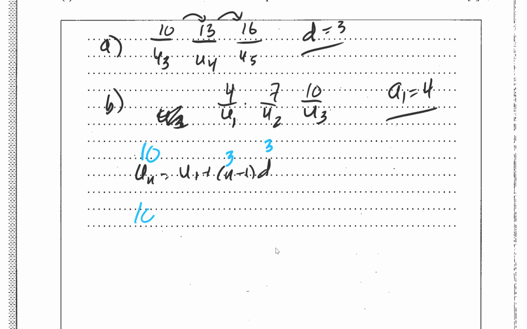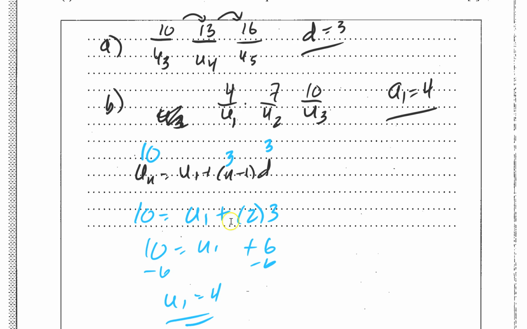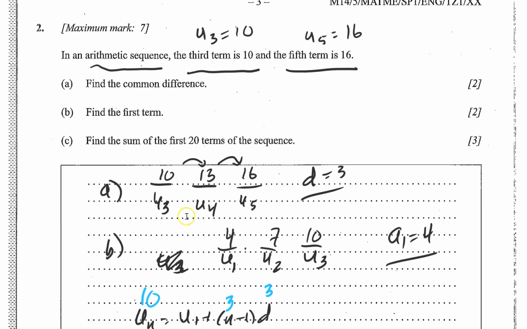So I could do 10 equals u1 plus 3 minus 1, which is 2, times 3. Let's do a little math. 10 equals u1 plus 6, subtract 6 from both sides, u1 equals 4. So again, I did two ways just to show you that you could do it either way. That should be u1, or a1, I'm used to pressing a when I do it normally.